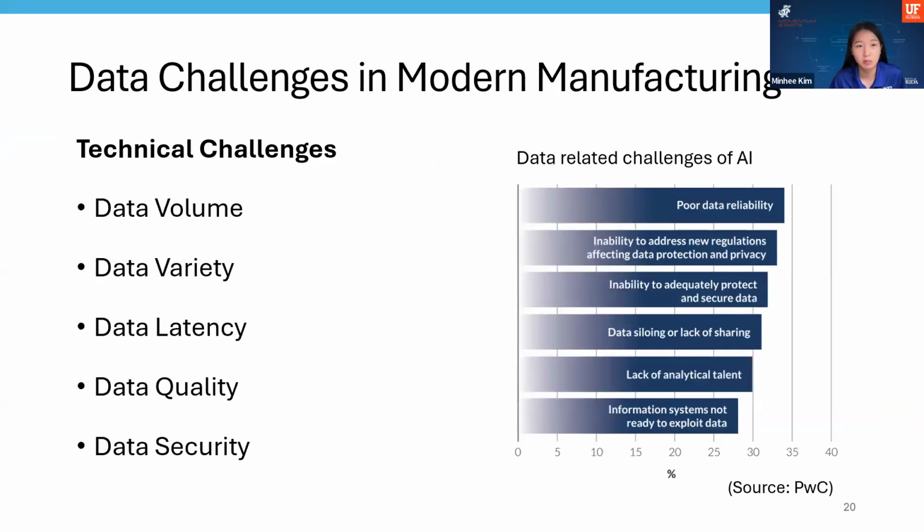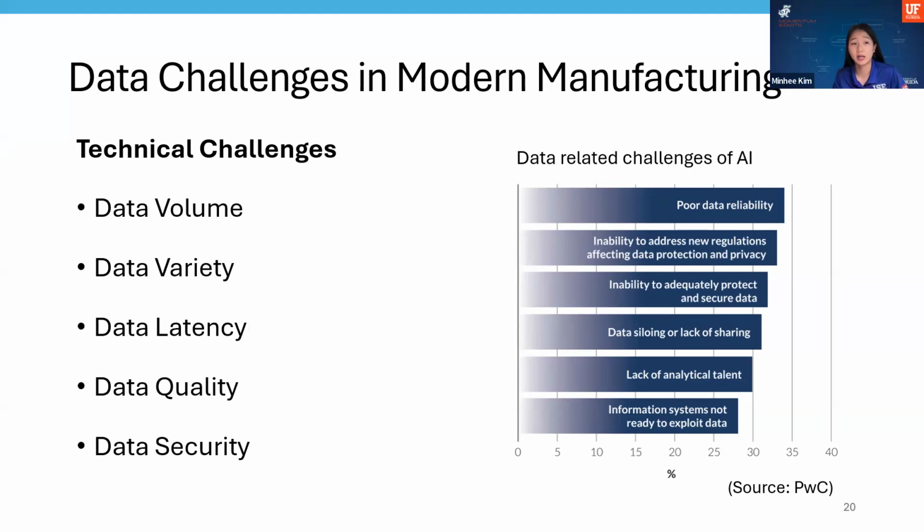And of course, there are multiple challenges we need to overcome to unlock this full potential. In terms of technical challenges, we may collect too large a volume of data, or the data is not enough, or we have challenges in terms of data variety, data latency, quality, and security. So these are all technical challenges.